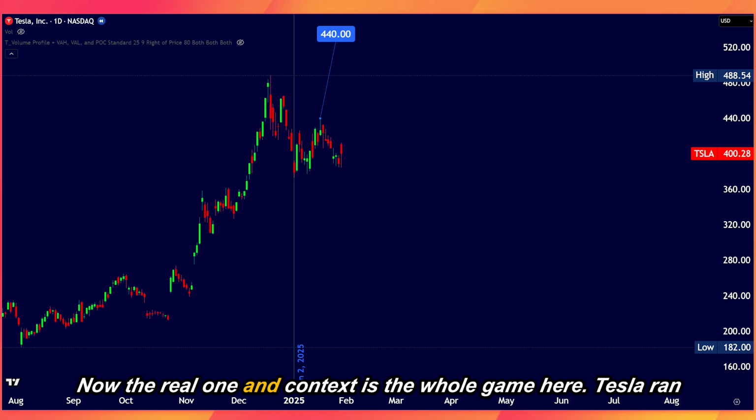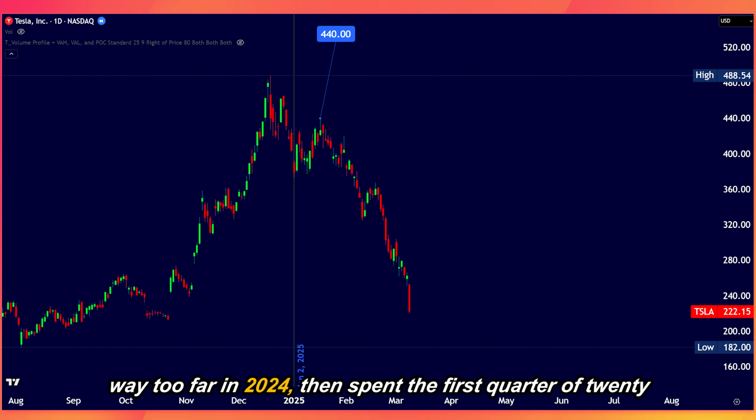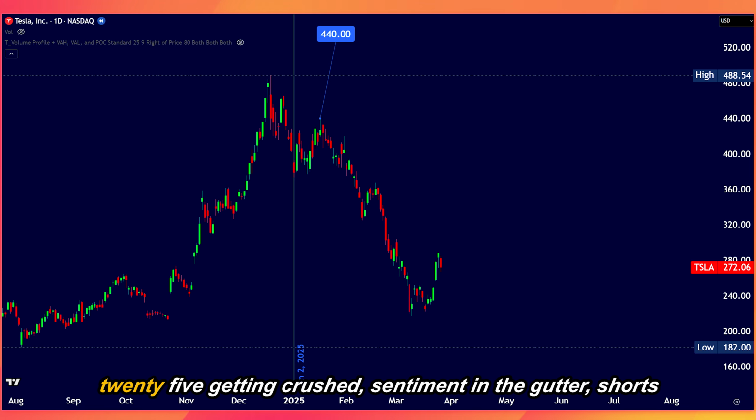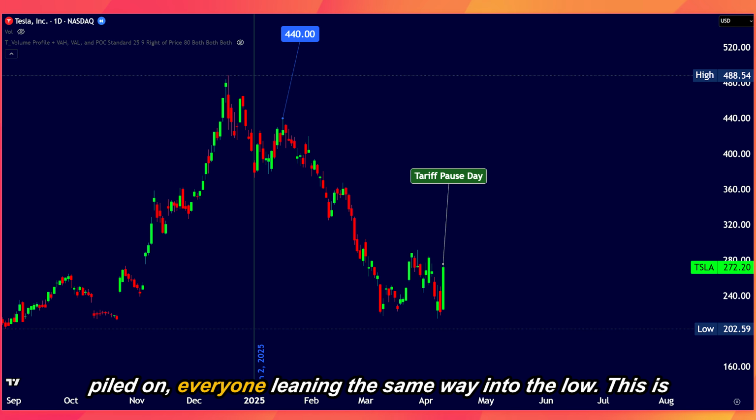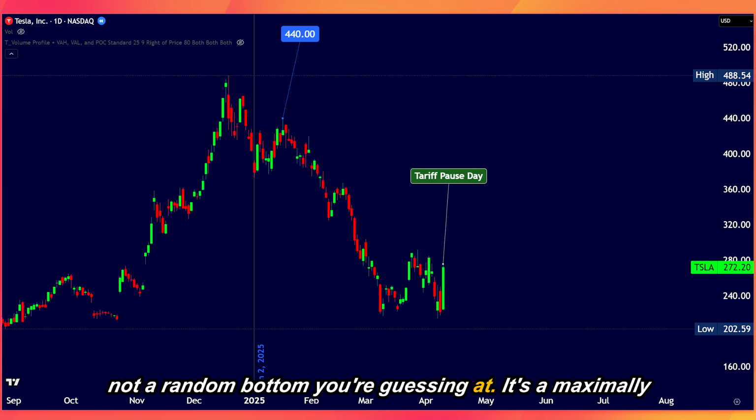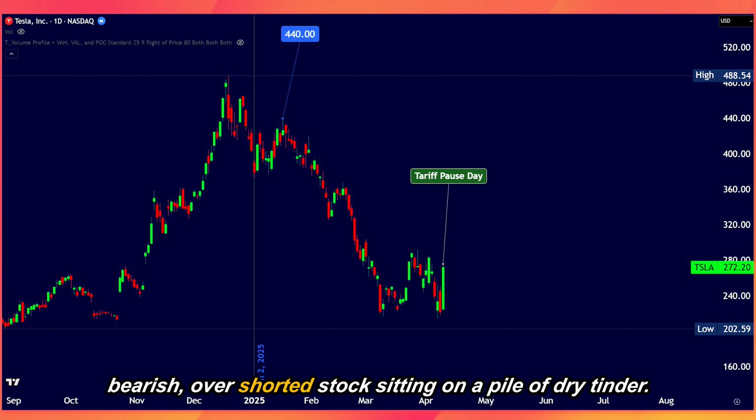Now the real one, and context is the whole game here. Tesla ran way too far in 2024, then spent the first quarter of 2025 getting crushed, sentiment in the gutter, shorts piled on, everyone leaning the same way into the low. This is not a random bottom you're guessing at. It's a maximally bearish, over-shorted stock sitting on a pile of dry tinder.